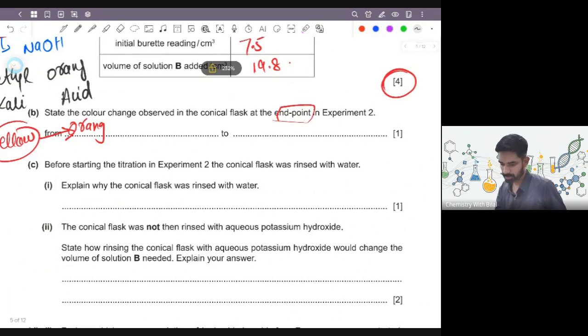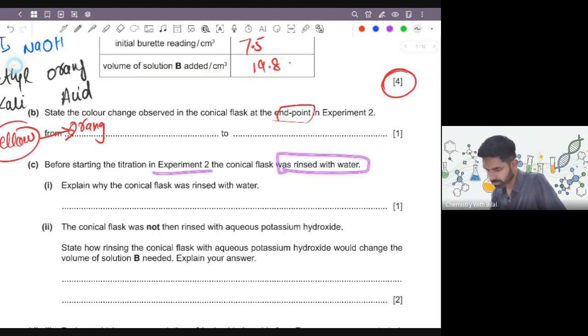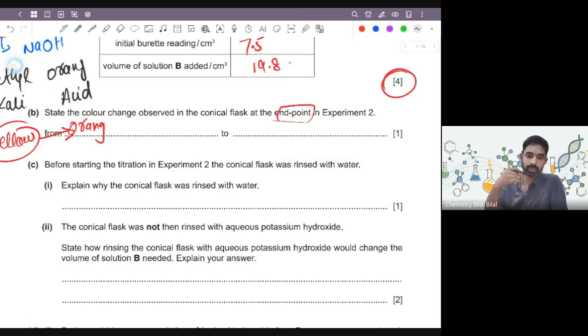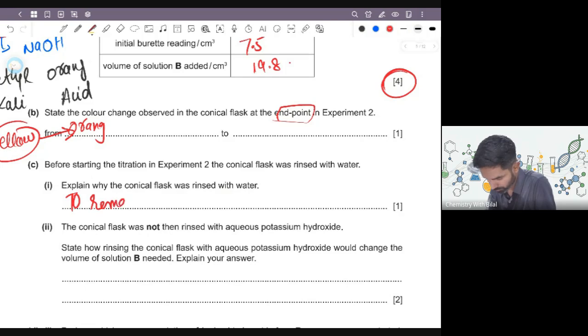All right. So before starting the titration in experiment 2, conical flask was rinsed with water. So conical flask को आप water से rinse करो, उसको हम water से ही rinse करते हैं to remove any impurity or residue from the previous experiment. You know why the flask was rinsed with water? To remove any leftover or residue from the previous experiment. To remove any residue left after experiment number 1.